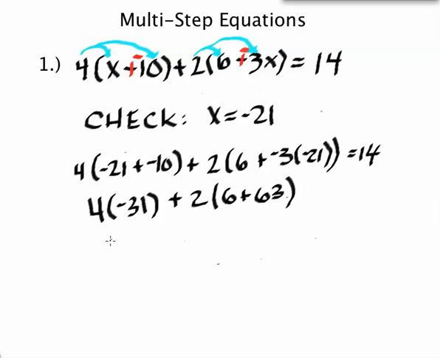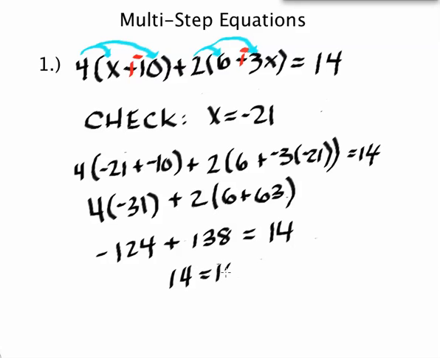4 times negative 31 is going to give me a negative 124. Plus 2 times 6 plus 63 is 69. 2 times 69 is 138, positive. And that should all equal 14. Well, negative 124 plus positive 138 is like 138 minus 124, and it does give us 14. So 14 equals 14. It checks out.